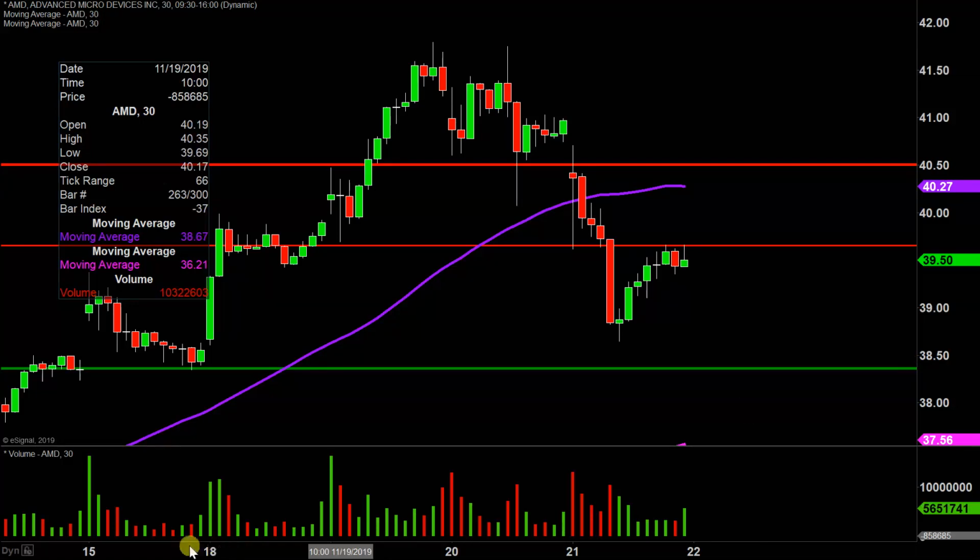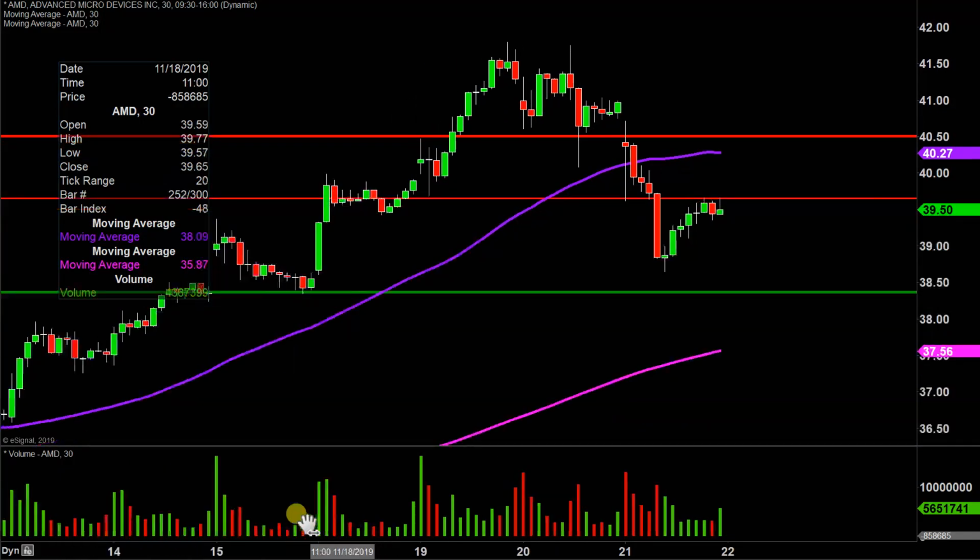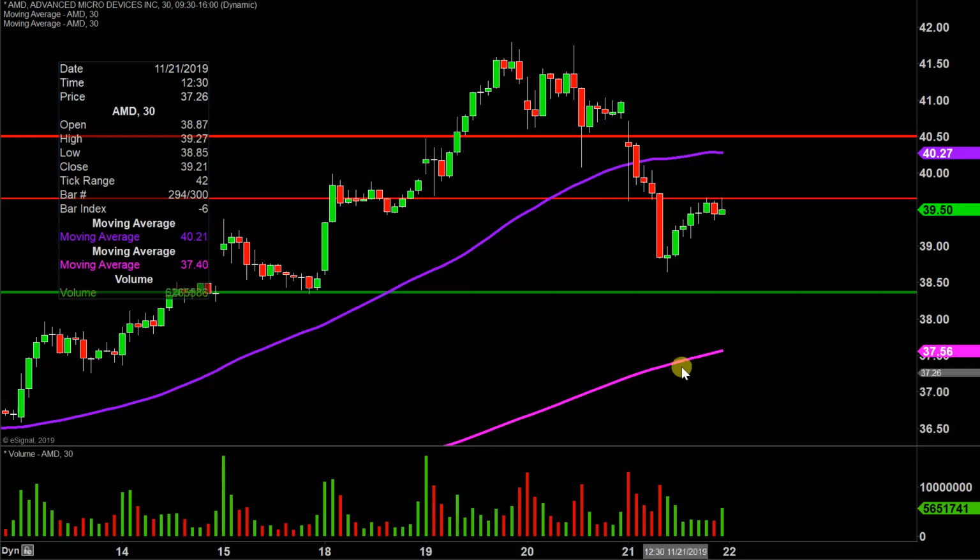And then taking a step back, and let me squeeze this down. The next overarching level of support would be that pink line right there, which on my chart denotes the very famous 200 period moving average. So keep an eye on those levels going forward.